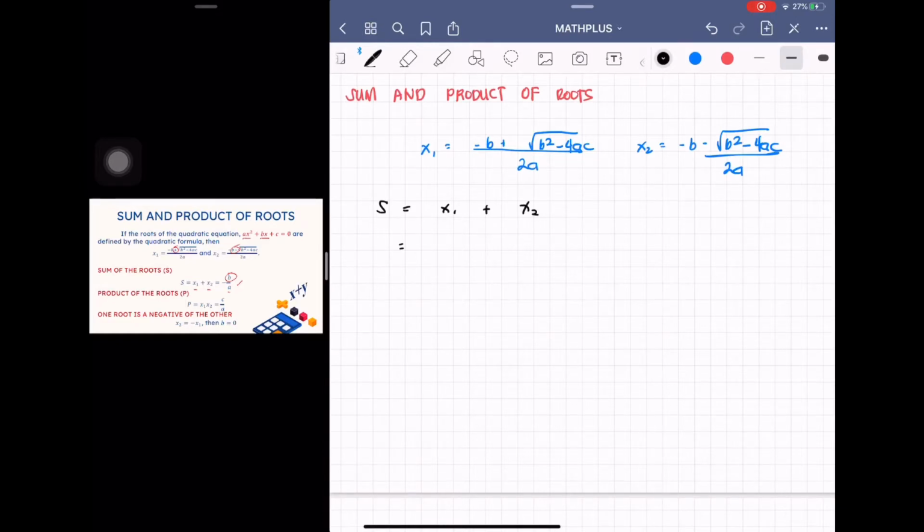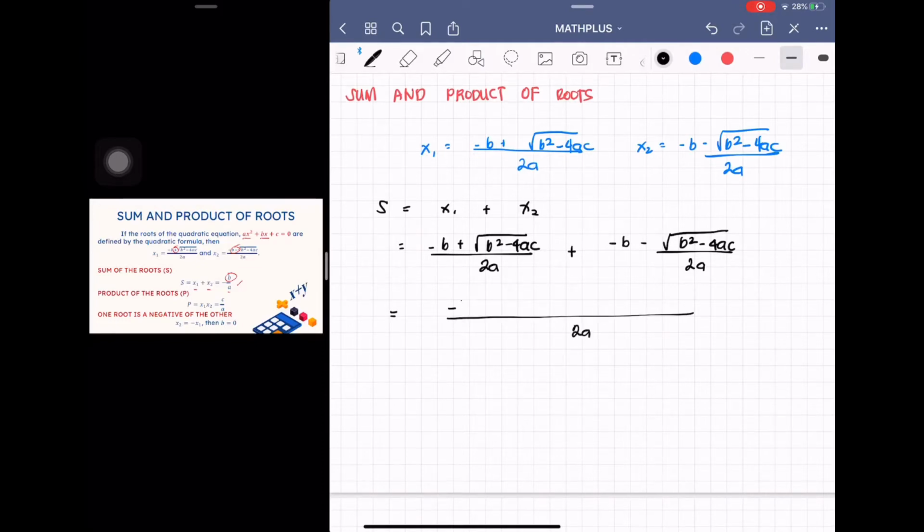By substitution of the above formula, you get negative b plus the square root of b squared minus 4ac all over 2a plus x sub 2, which is negative b minus the square root of b squared minus 4ac all over 2a. Since these two are similar fractions, they take the same denominator, so we can simply add their numerators. So we have negative b plus the square root of b squared minus 4ac, minus b, minus the square root of b squared minus 4ac.